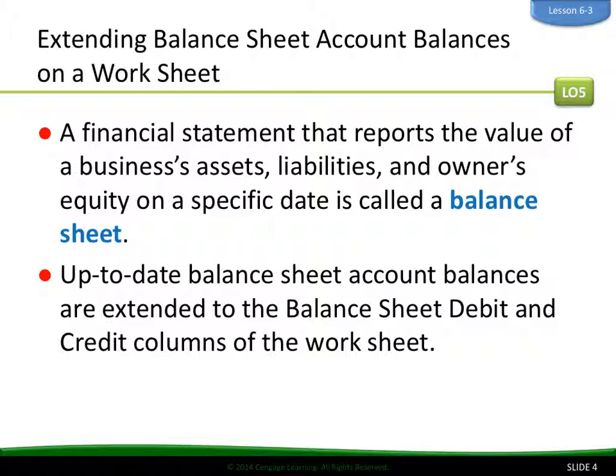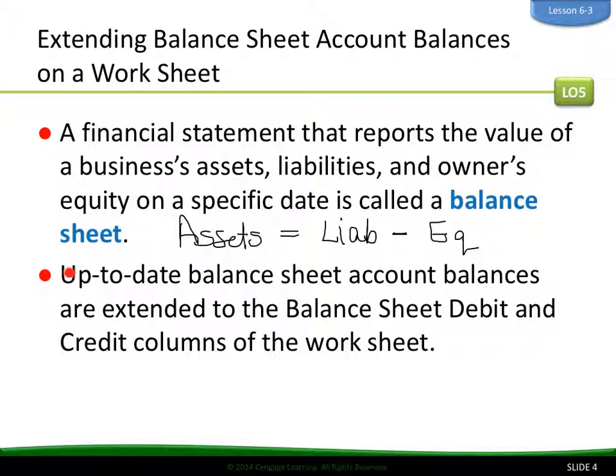So extending balance sheet account balances on a worksheet. A financial statement that reports the value of a business's assets, liabilities, and owner's equity on a specific date is called a balance sheet. So we have a specific date. And if you remember, we have assets equals liability minus equity. That's the equation we've been using since the beginning of the year.